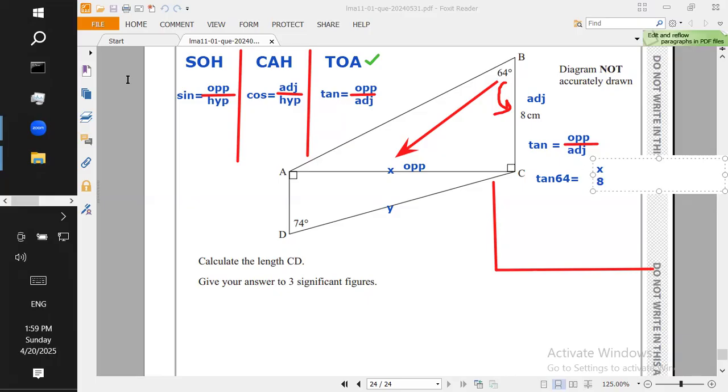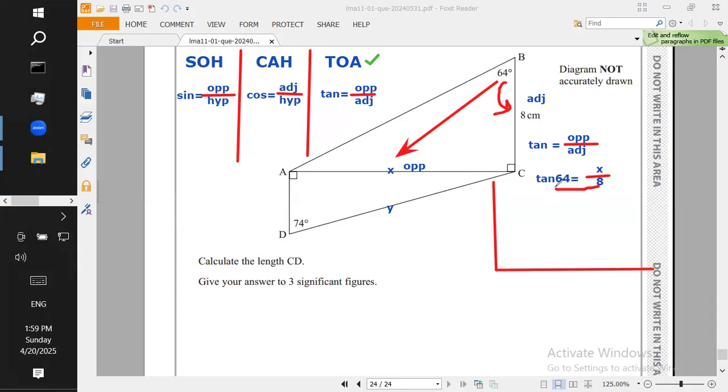Over adjacent, which is 8. Now I wrote this like this. Now I need to find the value of x. To find the value of x, this is a fraction, and I can move the denominator only. Focus on this step. We only move the denominators from fractions.